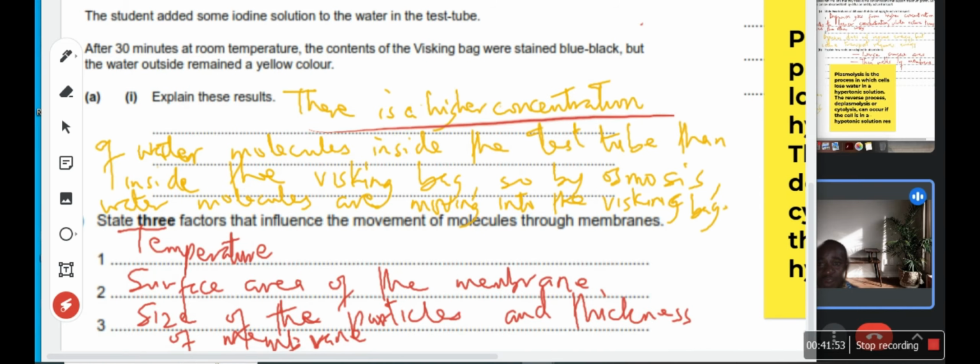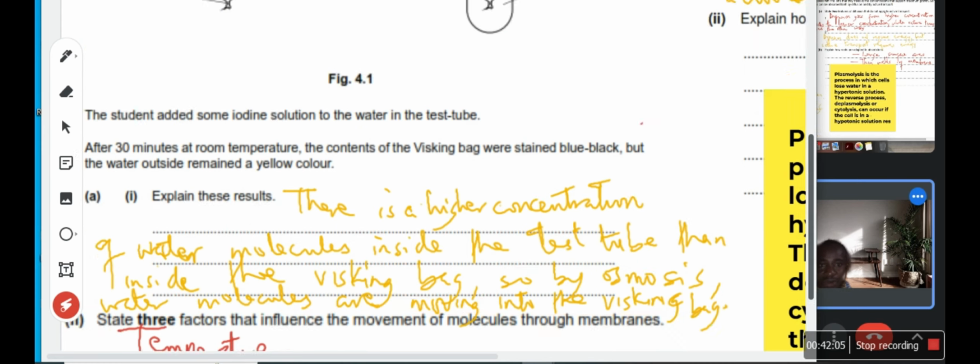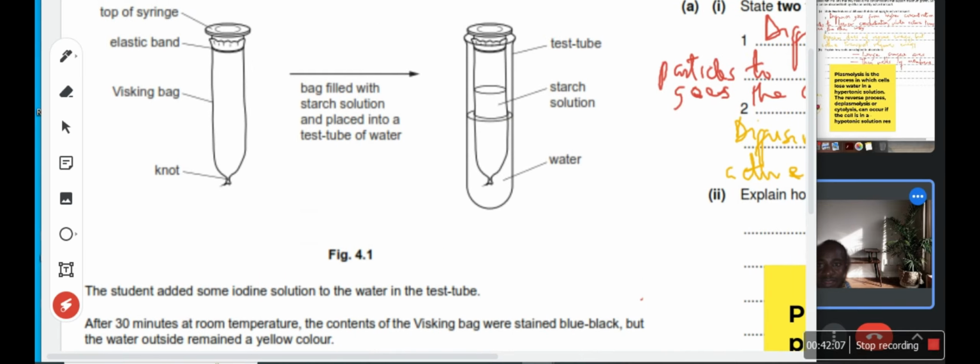There's also a higher concentration of water molecules inside the test tube than inside the whisking bag. So by osmosis, water molecules are moving into the whisking bag. Okay, look at the whisking bag. If you look at it here, and look at the water inside the test tube. Yeah. The skin of the whisking bag is like the semi-permeable membrane.